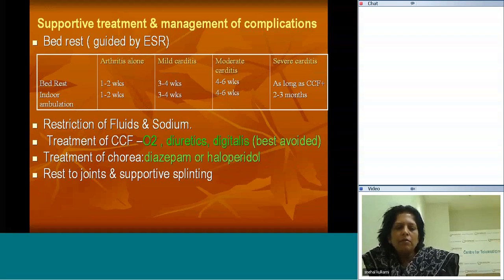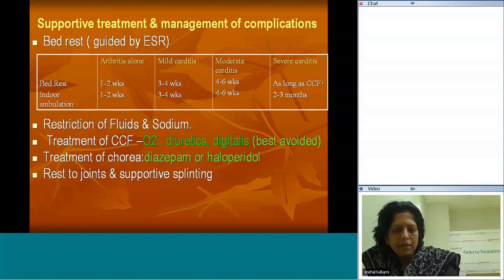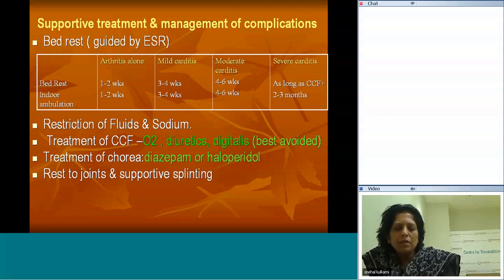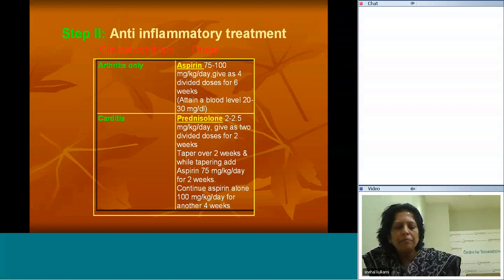Then next comes the supportive management or treatment of rheumatic fever. We have specific criteria for bed rest, and they are guided by ESR. So these are specific recommendations. I think you may know about it. If you have only arthritis, mild carditis, moderate carditis, or severe carditis. And if you have severe carditis, your bed rest needs to be much prolonged, maybe definitely 2 to 3 months. We need to give restriction of fluids and sodium. Treat the congestive heart failure with diuretics, digitalis, and ACE inhibitors. Treatment of chorea needs to be given, and we need to give rest, joint support, and supportive care if required.